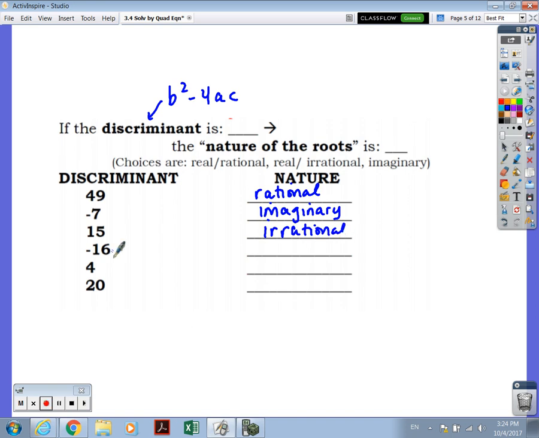Square root of negative 16. Now, square root of 16 is nice, but the negative overrides it. That's going to be your imaginary. And then the next one, I'm looking at 4. Really clean, pretty number, like 49 was. So that's rational. So the prettier it is, the more rational your answer is. 20, again, that's going to be more like the 15. That's going to be irrational.